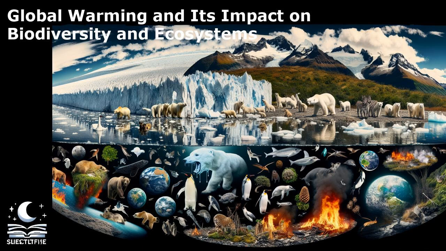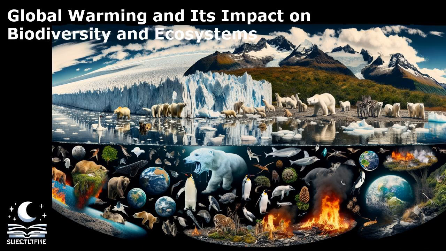In addition to human activities, natural factors such as volcanic eruptions and solar radiation can influence the Earth's climate. Volcanic eruptions release large amounts of ash and gases into the atmosphere, which can temporarily cool the planet by blocking sunlight. Solar radiation variations, caused by changes in the sun's energy output, can also impact global temperatures over long timescales. While natural factors play a role in climate variability, the overwhelming consensus among scientists is that human activities are the primary drivers of the current global warming trend.